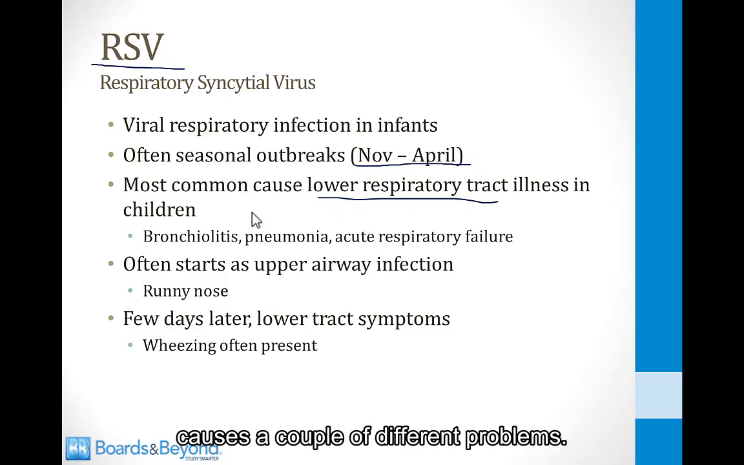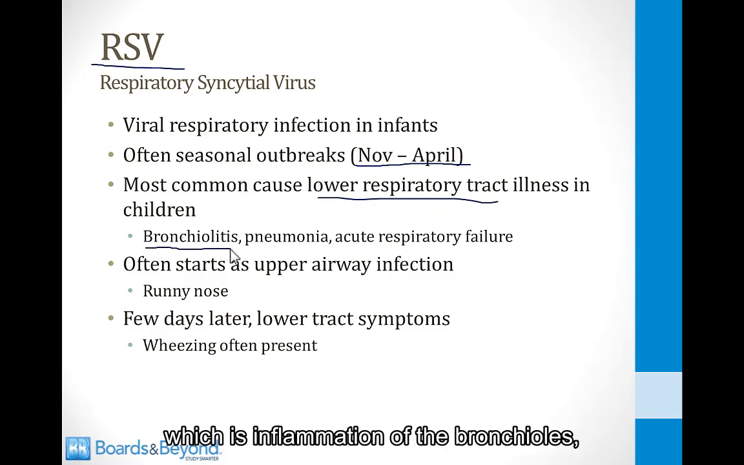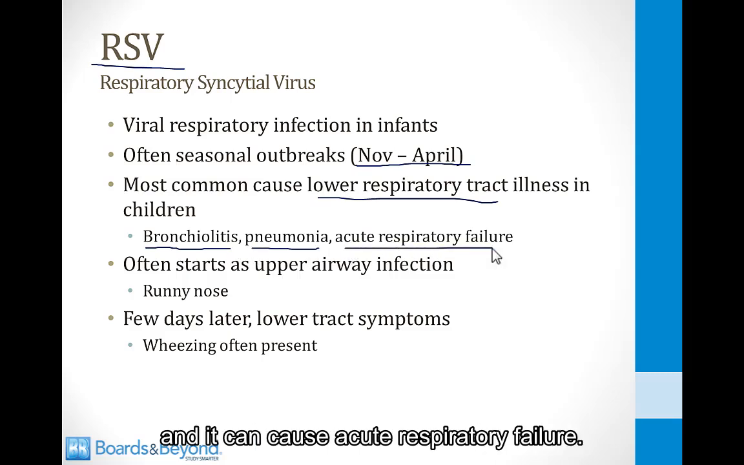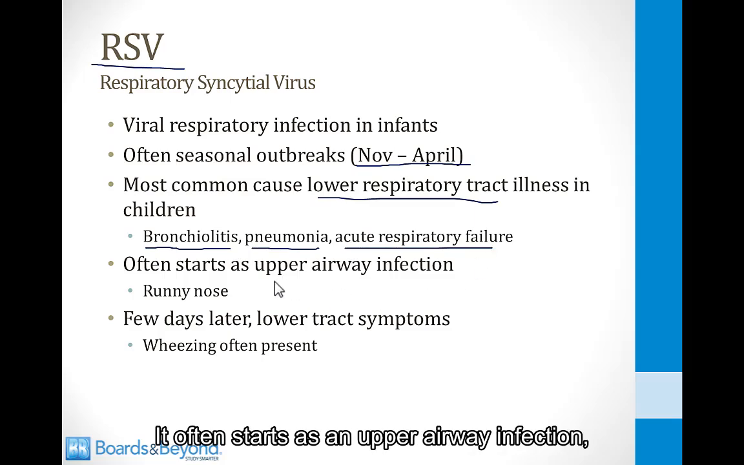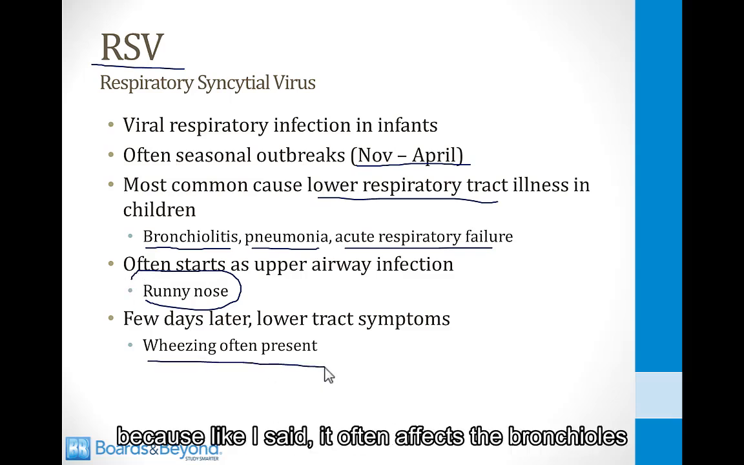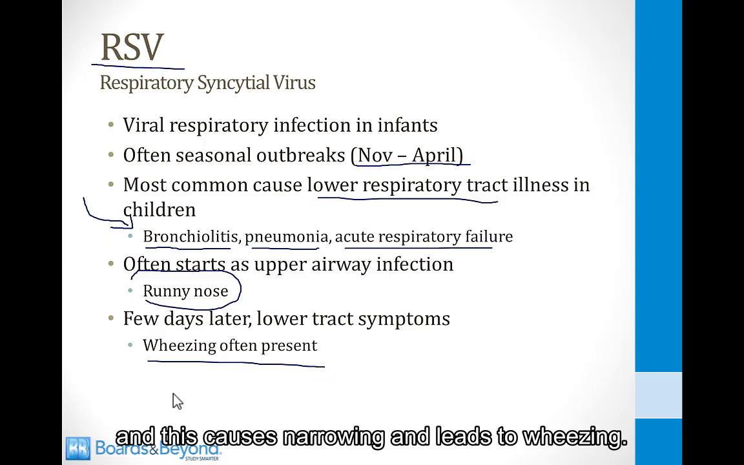It causes a couple of different problems. It can cause bronchiolitis, which is inflammation of the bronchioles. It can cause pneumonia, and it can cause acute respiratory failure. It often starts as an upper airway infection, so the child will have a runny nose, and then a few days later they start to get lower tract symptoms, especially wheezing, because like I said, it often affects the bronchioles, and this causes narrowing and leads to wheezing.